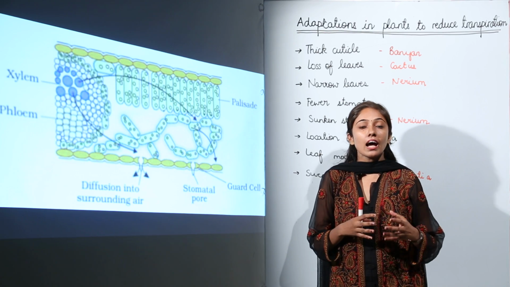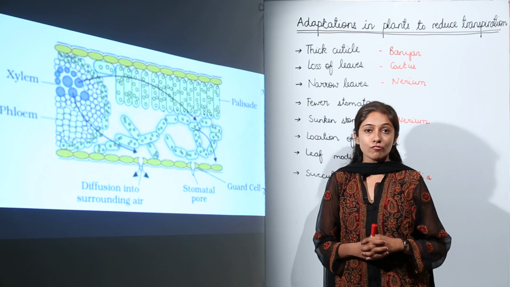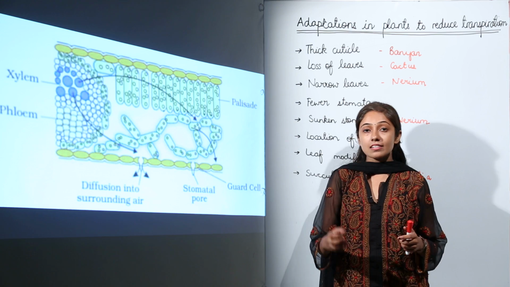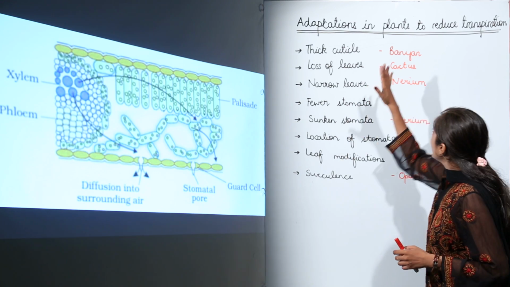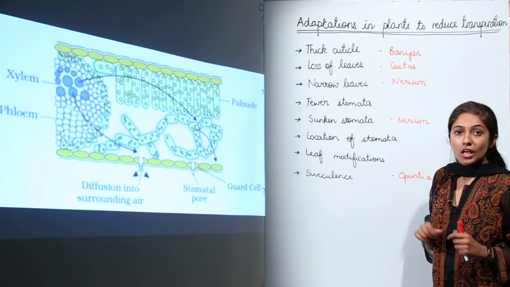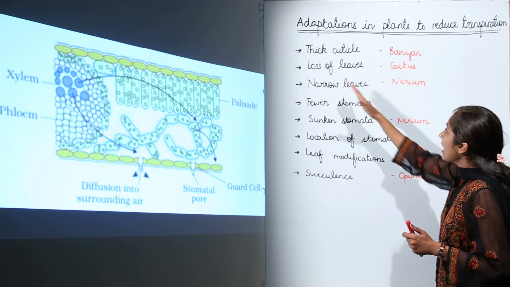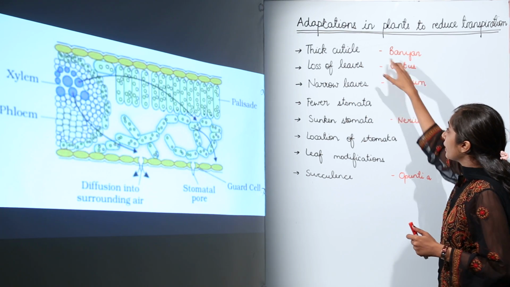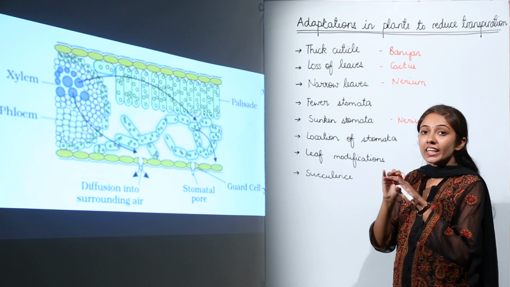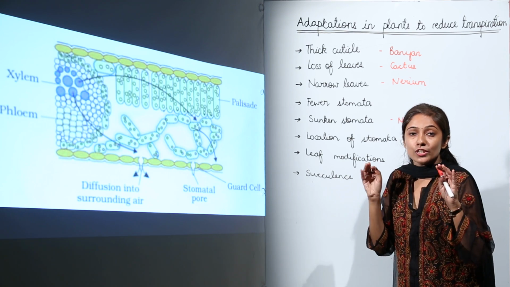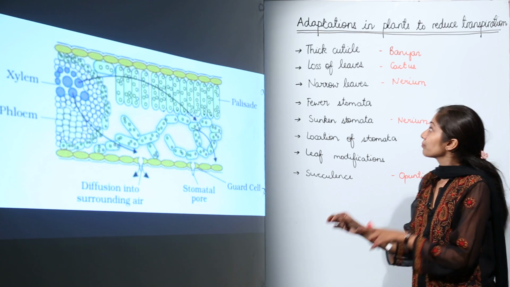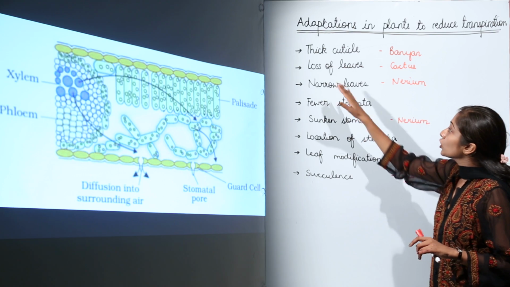Now let's see what the adaptations are in the xerophytes that live in water scarcity conditions to actually reduce transpiration. First of all, these plants have a thick cuticle. For example, in case of banyan, there is presence of thick cuticle over the leaves which reduces the rate of transpiration. Then in some plants there is loss of leaves.